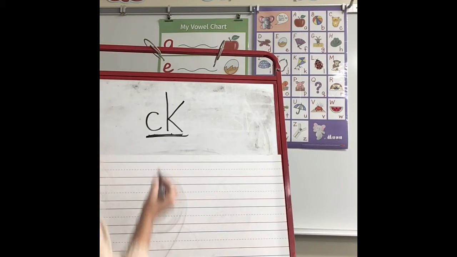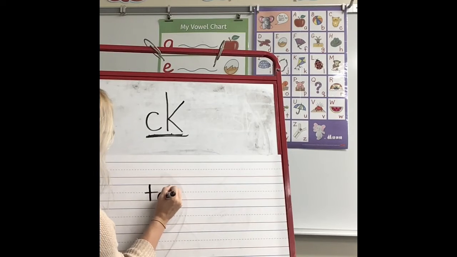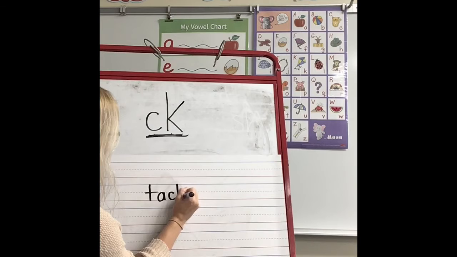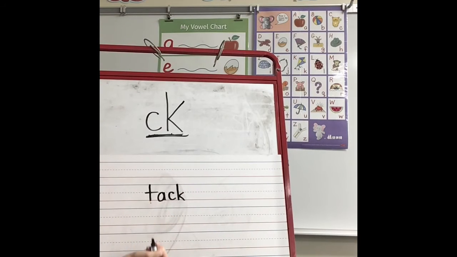Let's try another CK word, a word that ends with CK that says k. T-A-C-K. T says t. A says a. And CK together say k. So this says T-A-K. Tack. This is the word tack.